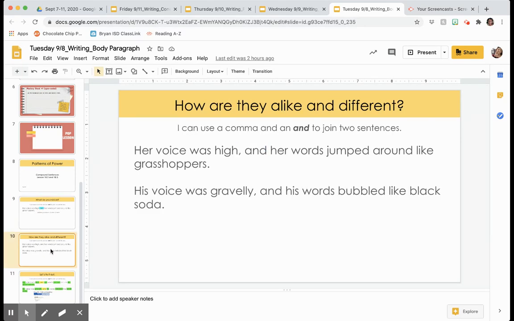Now this next slide, I want you to be thinking while I'm reading, how are these two sentences alike, and how are these two sentences different? Let's look at the first one. "Her voice was high, and her words jumped around like grasshoppers." Let's look at the second one. "His voice was gravelly, and his words bubbled like black soda." Pause the video, and with your class, think about how these two sentences are alike, and how are they different. Pause the video now.